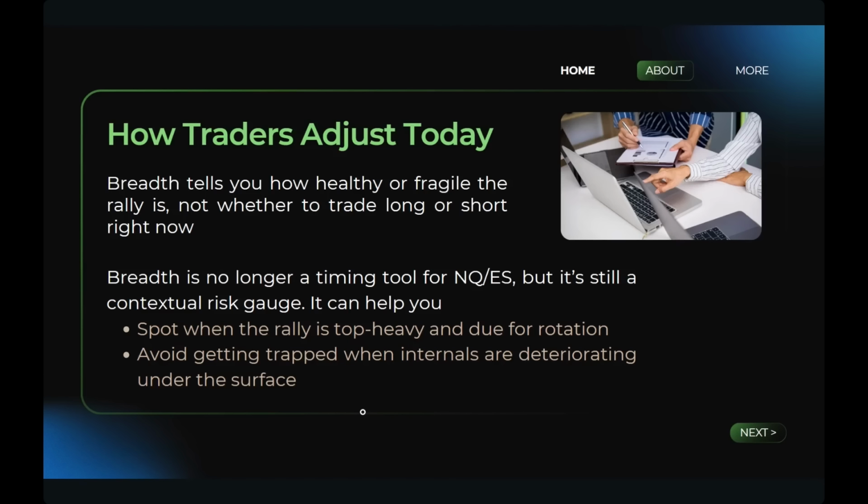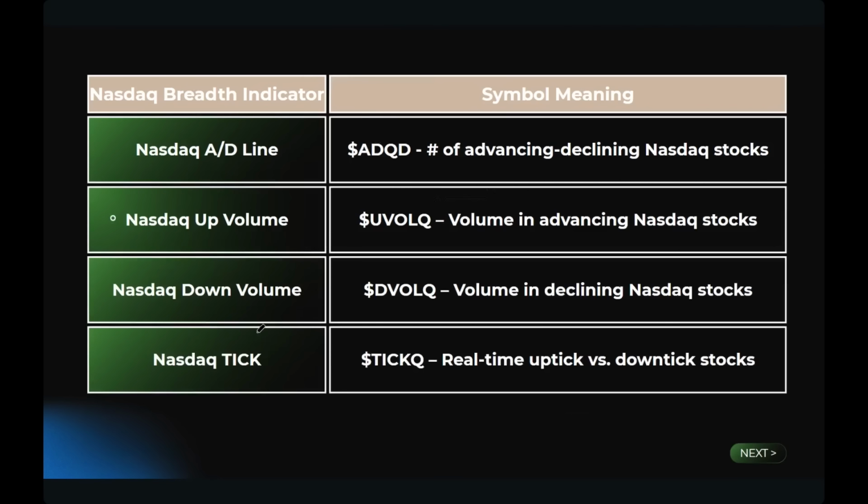How traders adjust today. Breadth tells us how healthy or fragile the rally is, not whether to trade long or short right now. Breadth is no longer a timing tool for NQ and ES, but is still a contextual risk gauge. It can help you spot when the rally is top-heavy and due for rotation, and avoid getting trapped when internals are deteriorating under the surface.